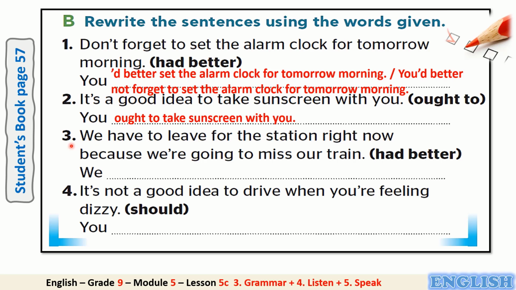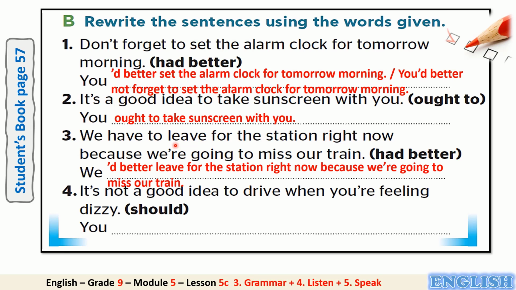Number 3. We have to leave for the station right now because we are going to miss our train. Rewrite using had better. Start with we. Where is the main verb here? Very good, my students. It's leave. So, it will be, we'd better leave for the station right now because we are going to miss our train. Very good, my students.